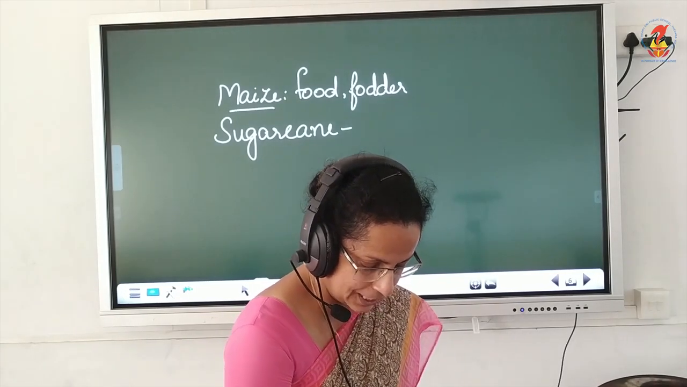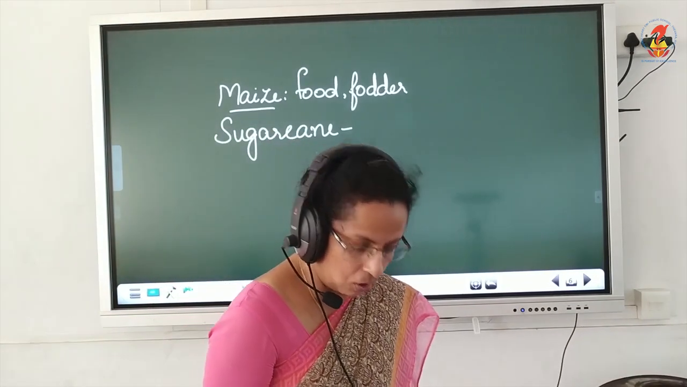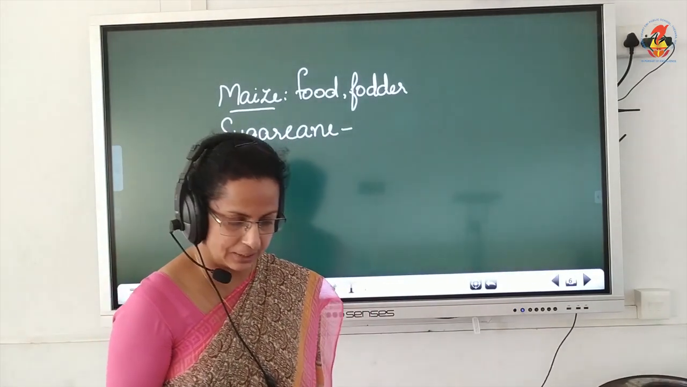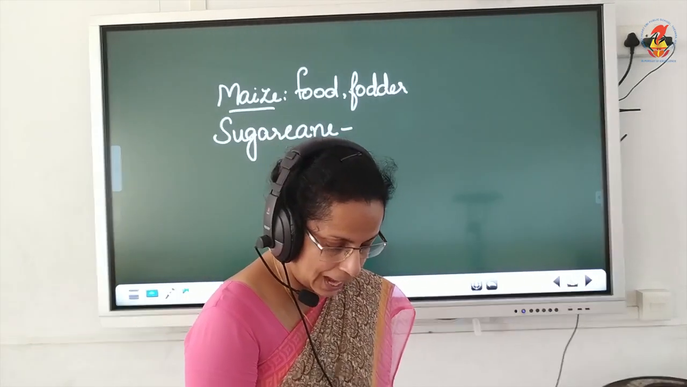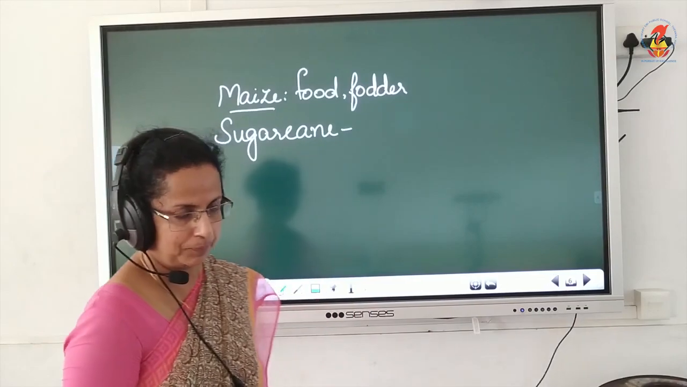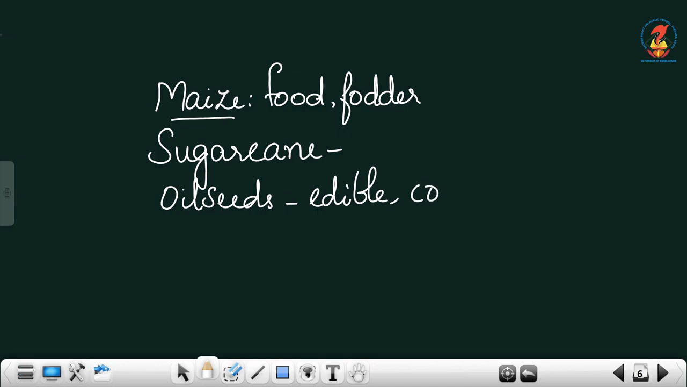The next is the oil seeds. Different kinds of oil seeds, linseed, cotton seed, all are grown in different parts of a country. Most of these oil seeds are edible and used as a cooking medium.